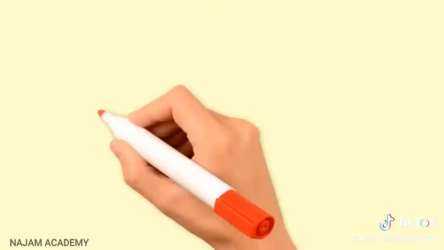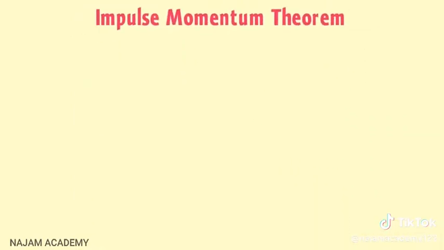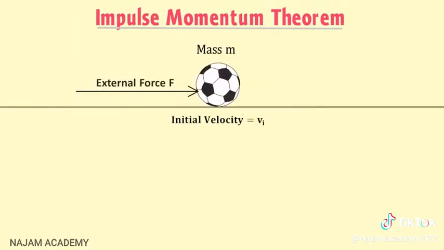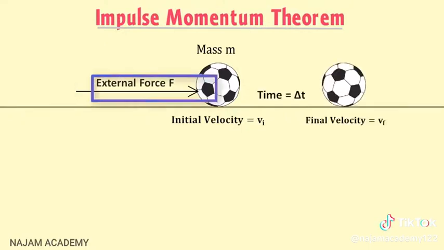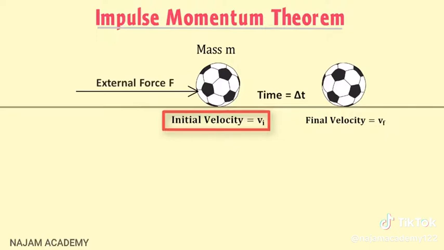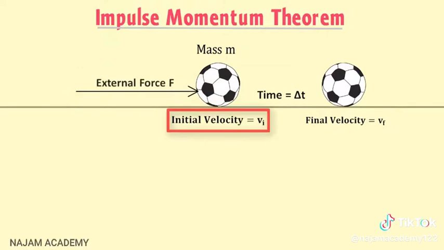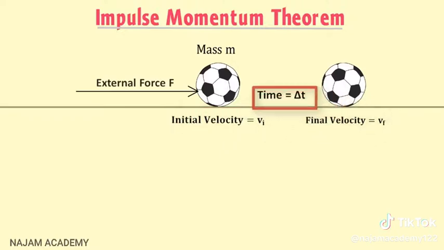Now let me teach you the basic concept of the impulse momentum theorem. Let's consider that a football of mass m is moving in this direction with initial velocity vi. Suppose an external force F acts on this object for a short time t. As a result, the initial velocity vi of the object of mass m will change and the object will start moving with final velocity vf. Thus the force F changed the initial velocity vi of the object into final velocity vf in short time t.